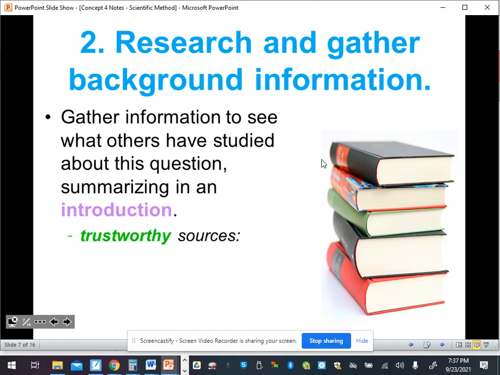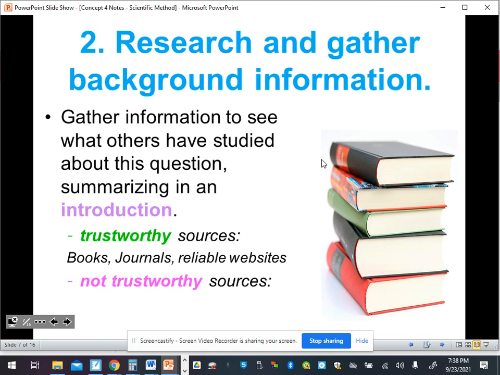So trustworthy sources would be books, textbooks, journals. These aren't like diaries or anything like that. Journals would be like scientific journals that you would find online. They're very well reviewed, peer reviewed, and trustworthy. And then reliable websites. So places that have like a .gov web address or .org, something along those lines. Again, you don't have to be writing this.